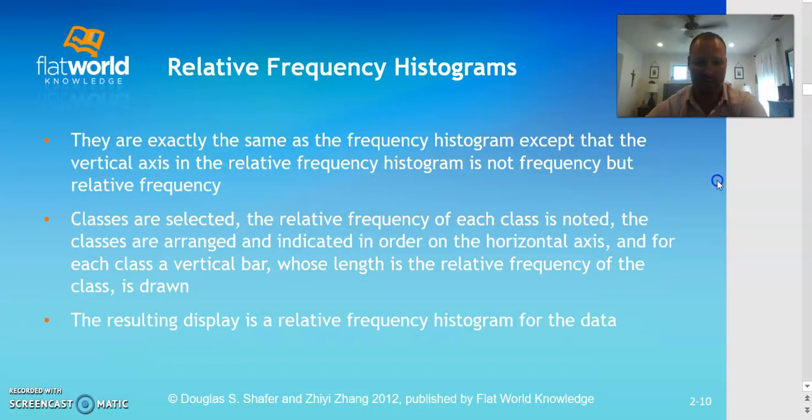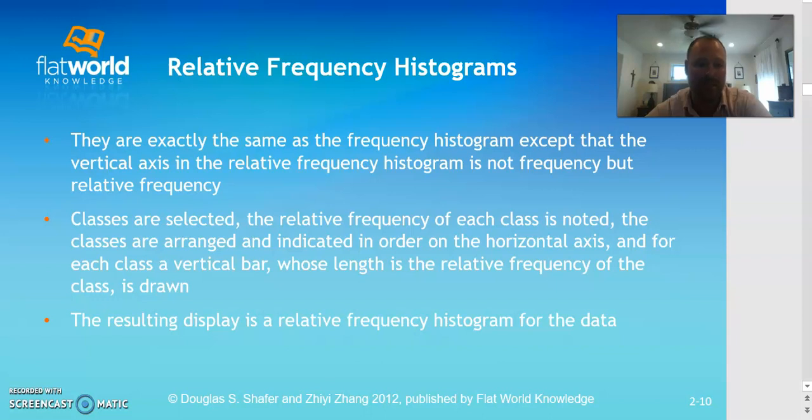Relative frequency histograms. They are exactly the same as frequency histograms, except that the vertical axis in the relative frequency histogram is not frequency, but relative frequency. Classes are selected. The relative frequency of each class is noted. The classes are arranged and indicated in order on the horizontal axis. For each class, a vertical bar whose length is the relative frequency of the class is drawn. The resulting display is a relative frequency histogram for the data.